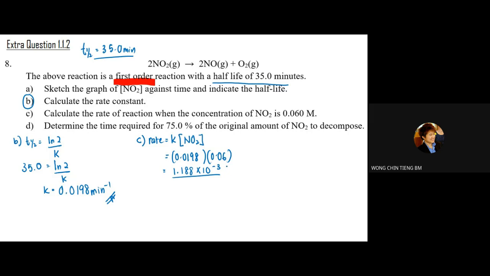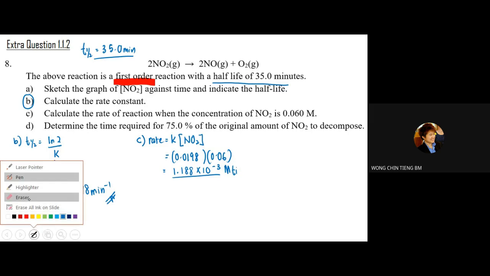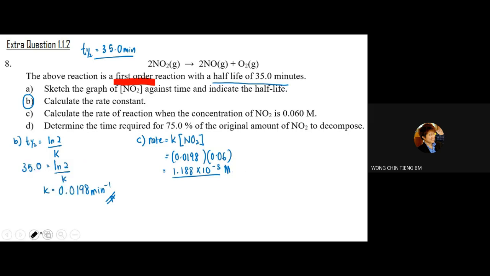Unit. Unit, Afiq? Molar minute negative 1. Betul? So, dia akan jadi molar minute negative 1. Takkan jadi second dah. Dia akan jadi molar minute negative 1, sebab dia adalah guna minute. Berhati-hati. Make sense? Senang.